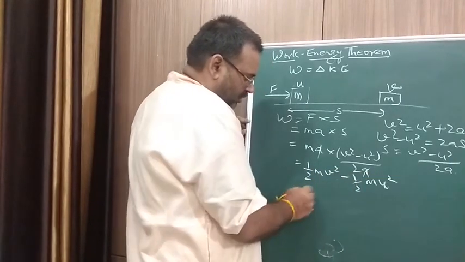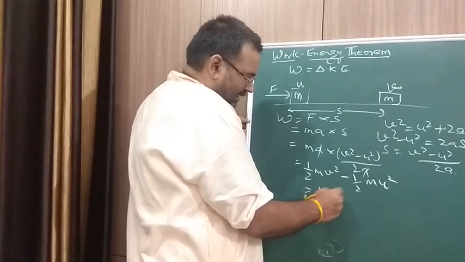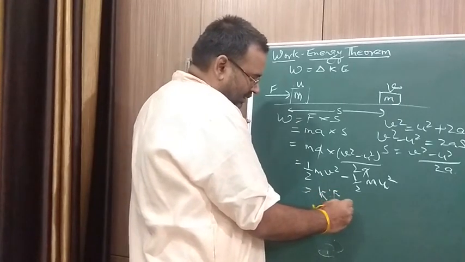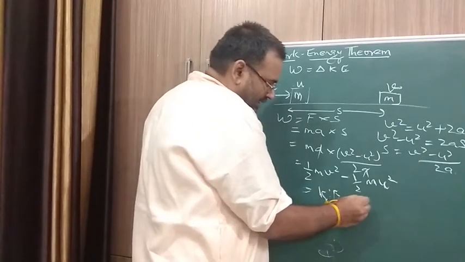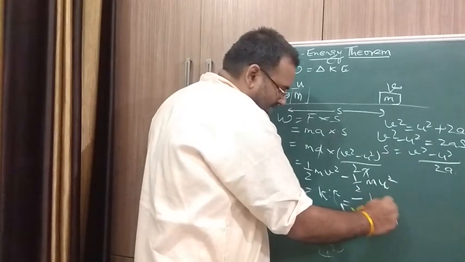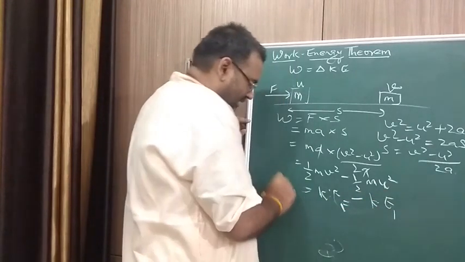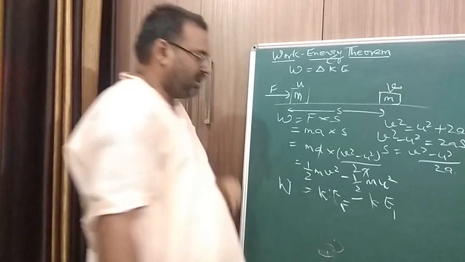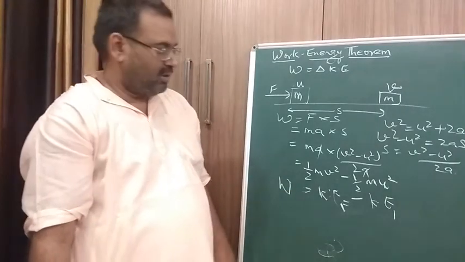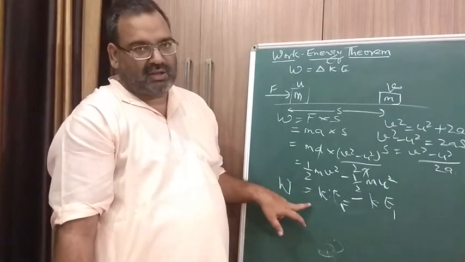Now we get half mv square minus half mu square. This is equal to final kinetic energy minus initial kinetic energy. That is, work done is equal to change in kinetic energy. Work done is equal to change in kinetic energy. Thank you.